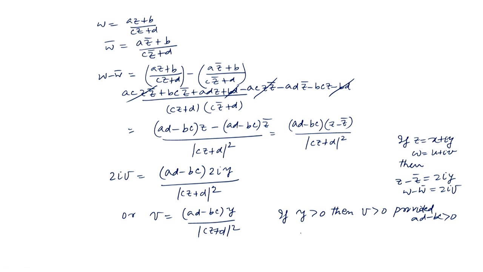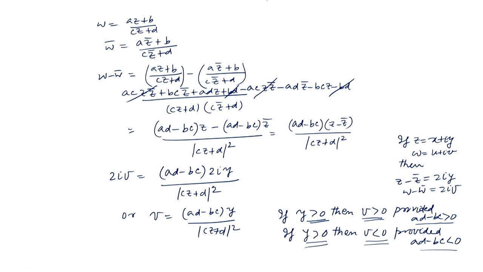We can also say that if y is greater than 0, then v is less than 0 provided ad minus bc is less than 0. So the upper half of the z plane will map to the upper half of the w plane if ad minus bc is greater than 0, and the upper half of the z plane will map to the lower half of the w plane if ad minus bc is less than 0.